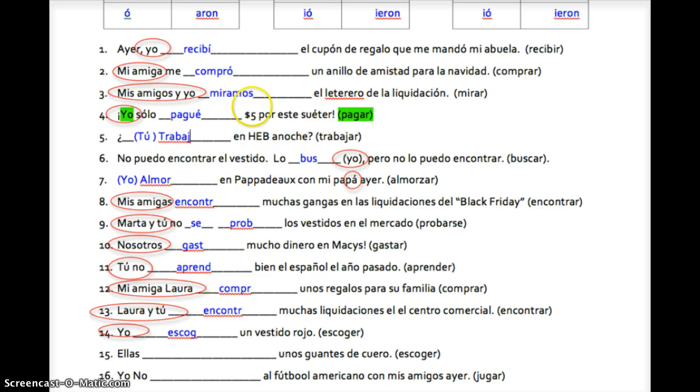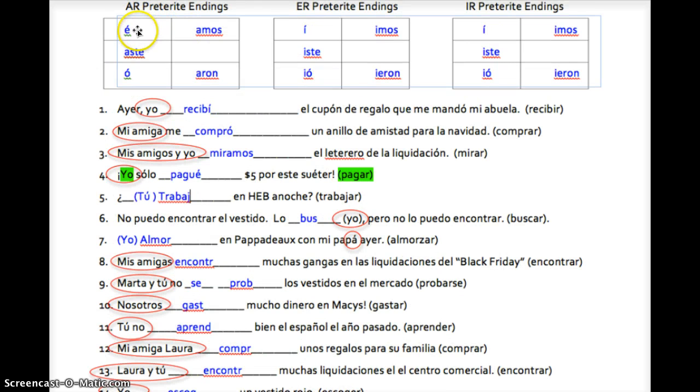So it's an AR verb. Start at the top left. Does it include the word yo? No. Does it include the word tú? Yes, it does. So the answer here is paste.